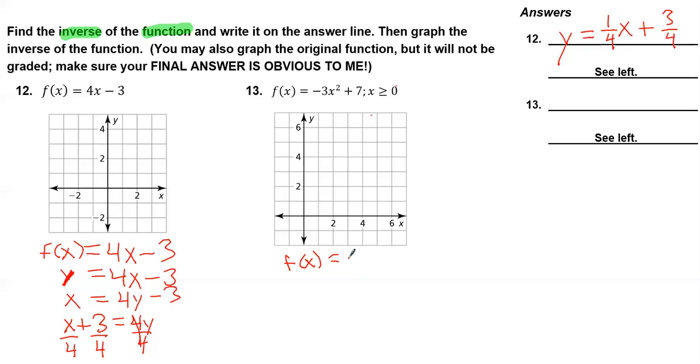Let's just focus on using the technique that we've already done on number 12, where we substitute y in for f of x. Negative 3x squared plus 7. Okay, now I subtract 7 from both sides, so I get y minus 7 is equal to negative 3x squared.